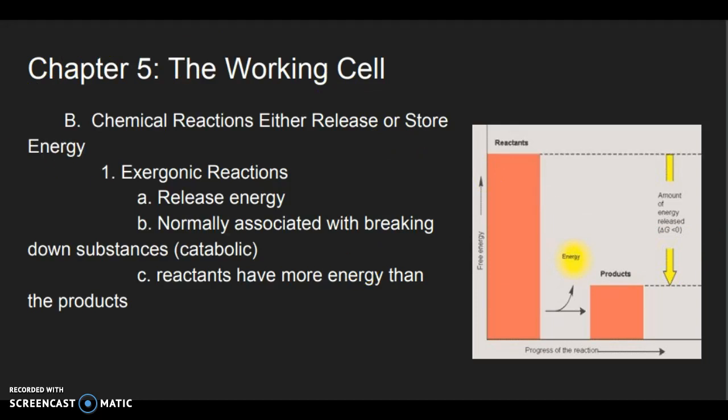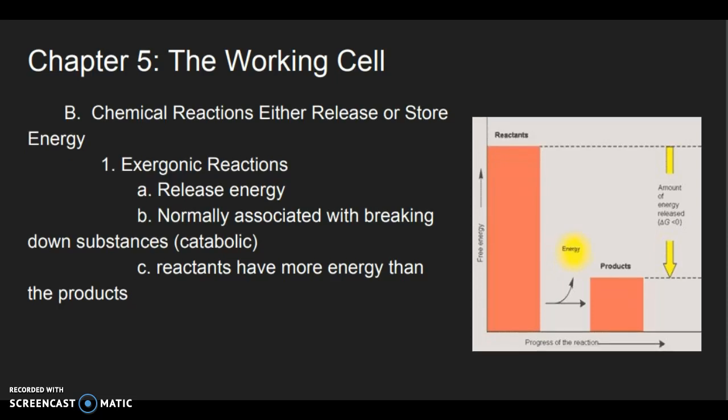Now, exergonic reactions are spontaneous reactions because they do have this negative delta G, and they're typically associated with breaking down substances. So I like to think of it in terms of the Lego analogy. If I have a tower of Legos that is completely built and I want to break it up into its individual parts, it will be like an exergonic reaction because I will be releasing the energy of the bonds that is within the Legos so that I can get back down to the individual parts. Now, my reactants, which would be the tower as a whole, have a lot more energy than the products individually.